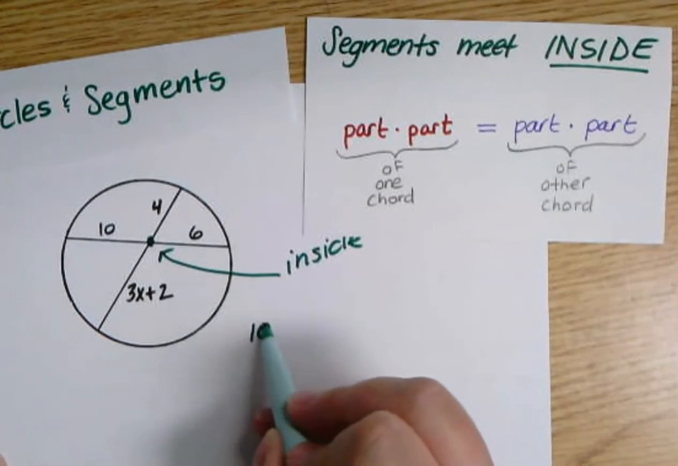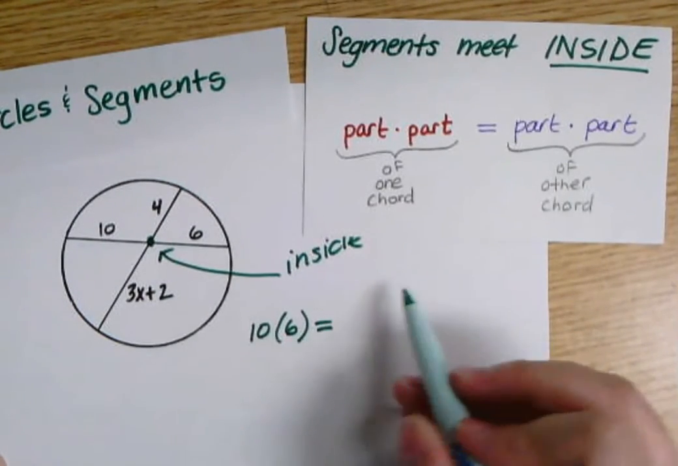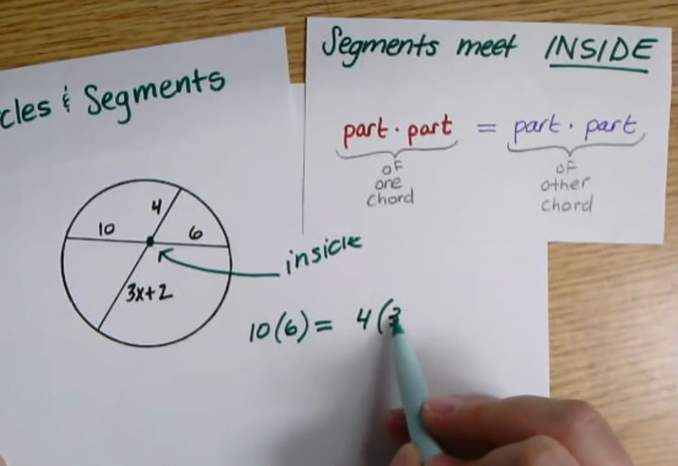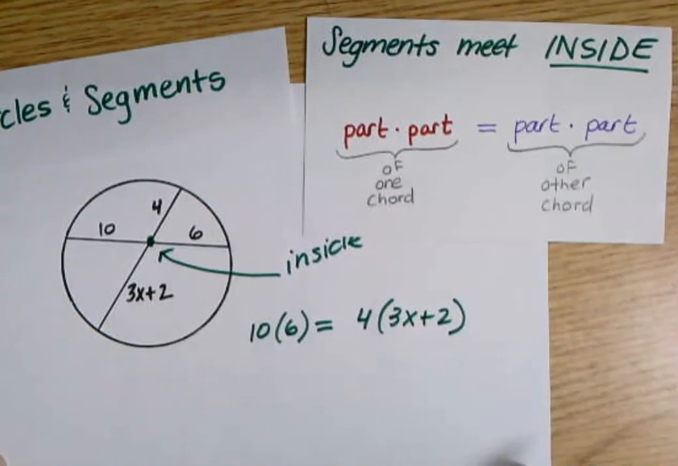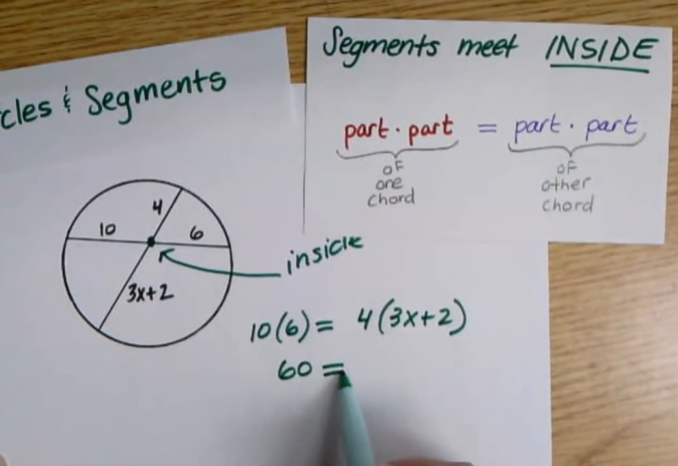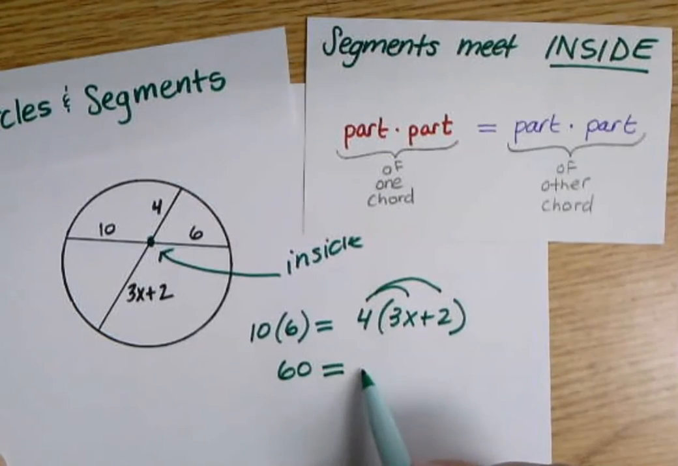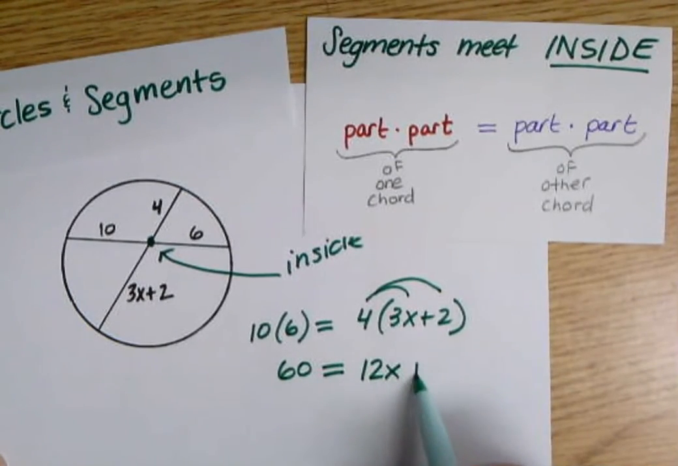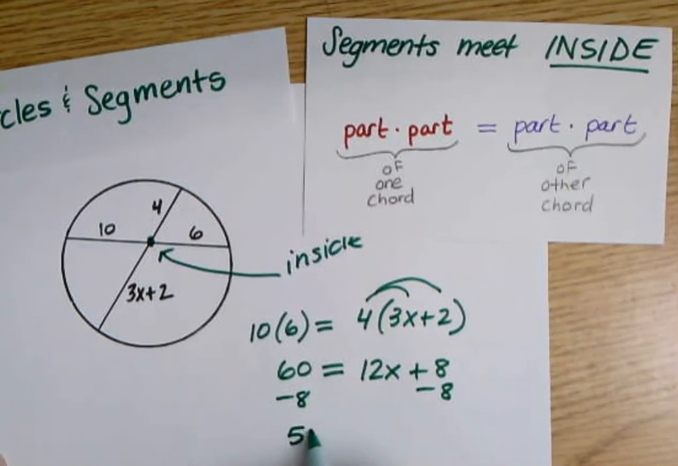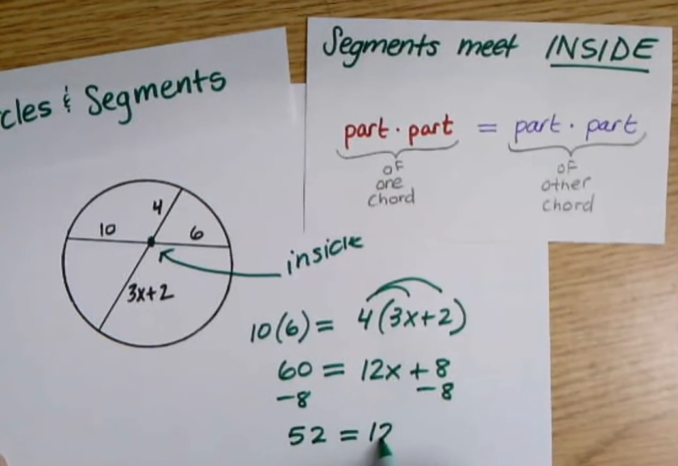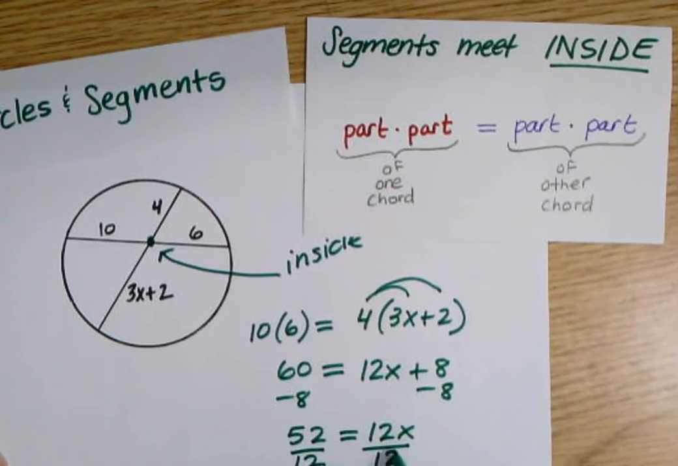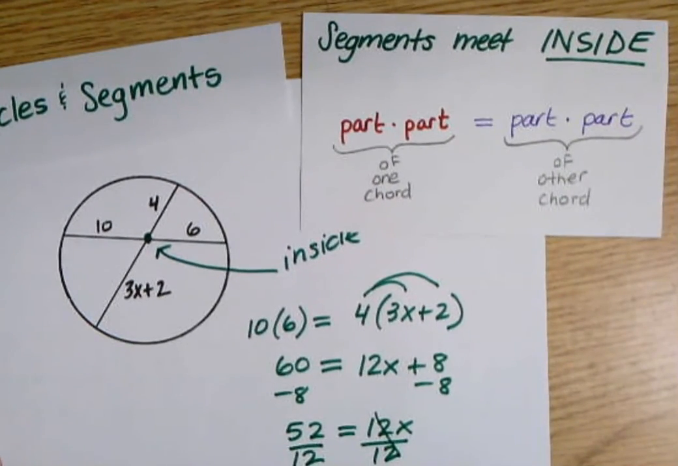So I'm going to say 10 times 6 equals 4 times 3x plus 2. Okay, so 10 times 6 is 60. Then I can distribute and I get 12x plus 8. And I get 52 equals 12x. And I can divide both sides by 12. And I'm not going to get a whole number.